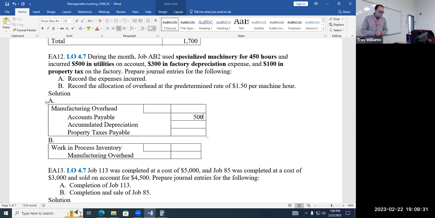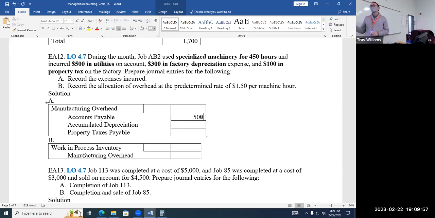Now, in financial accounting, you would have debited utilities expense. But here, it's just going into that manufacturing overhead bucket. So all three of these costs, the utilities, the depreciation, and property tax, we're just putting it all under manufacturing overhead as one big debit.